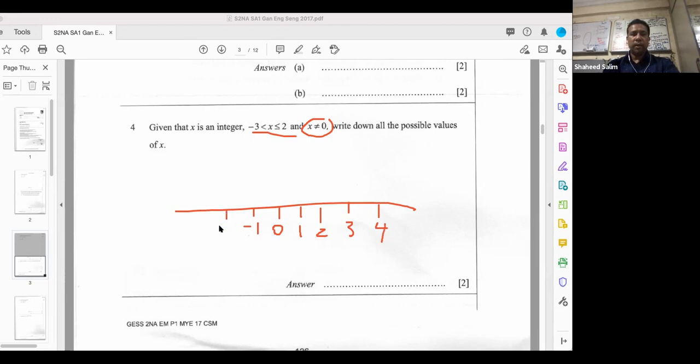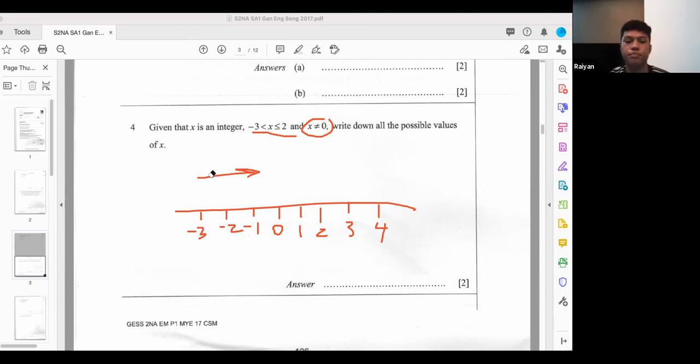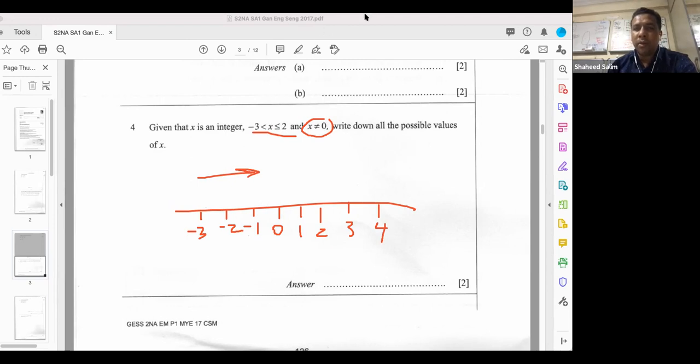So I'm going to write that down here. Ryan, this is how we read this. X is greater than negative 3. So greater than, do we go to the left or do we go to the right? Greater. Left or right? Right. So that means the value for X is from here, going there. And then, Ryan, you see now what they say about it.